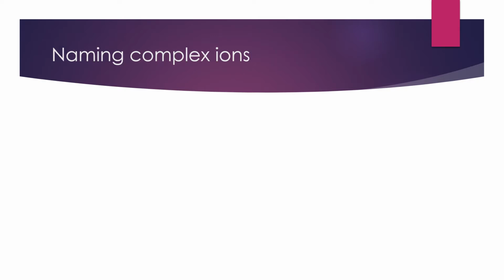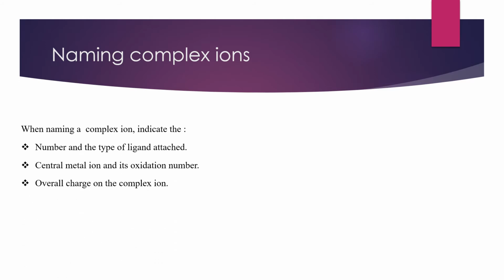So let's look at our first step when we are naming a complex ion. Some of the things that we have to keep in mind when we are naming complex ions are: number one, indicate the type of ligand and the number of ligands. That is very important. So if we have one ligand, we will use the prefix mono.